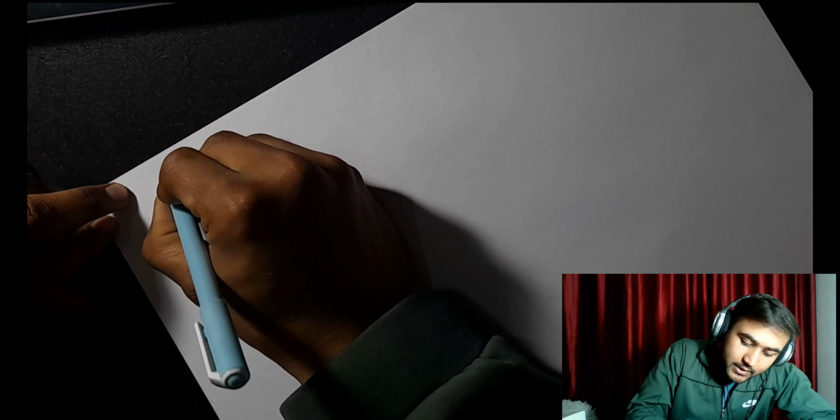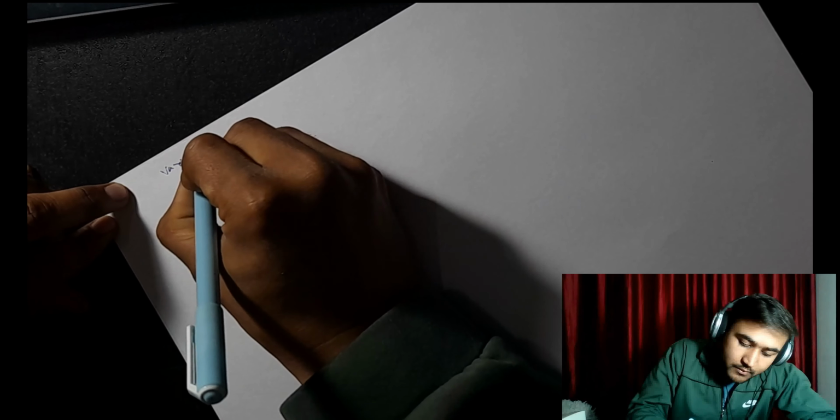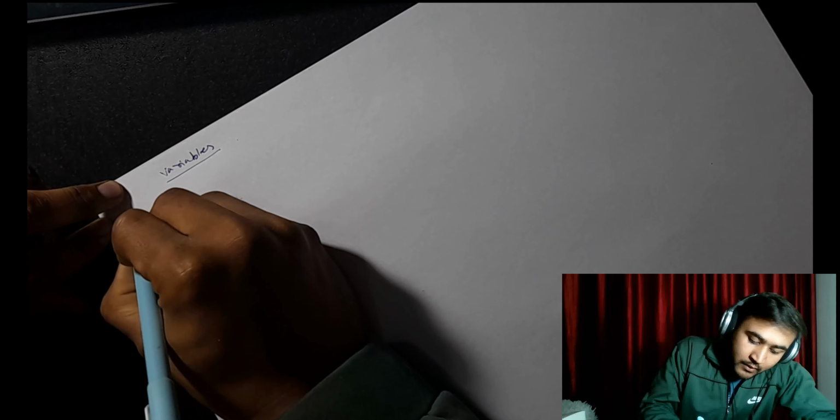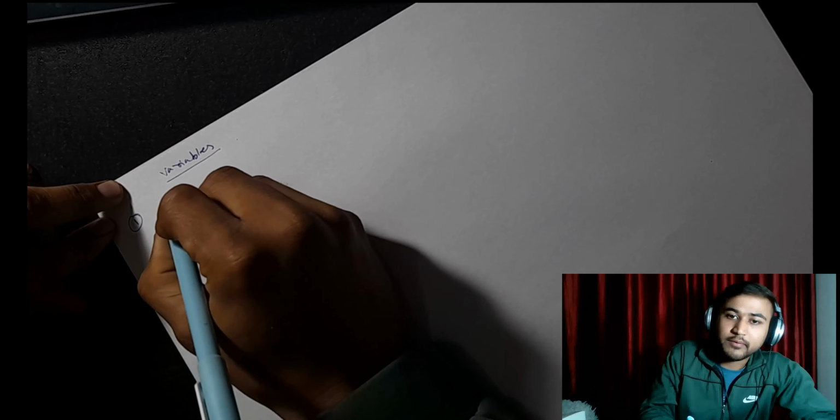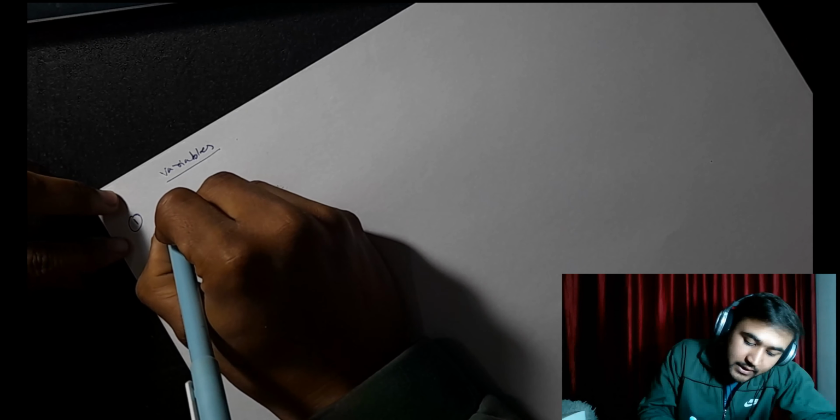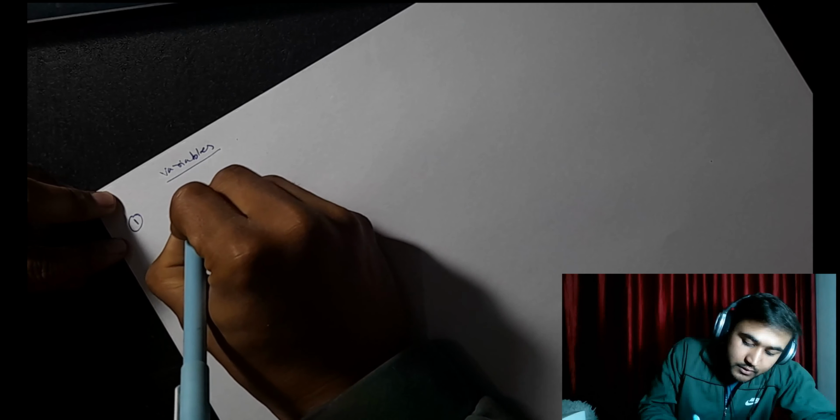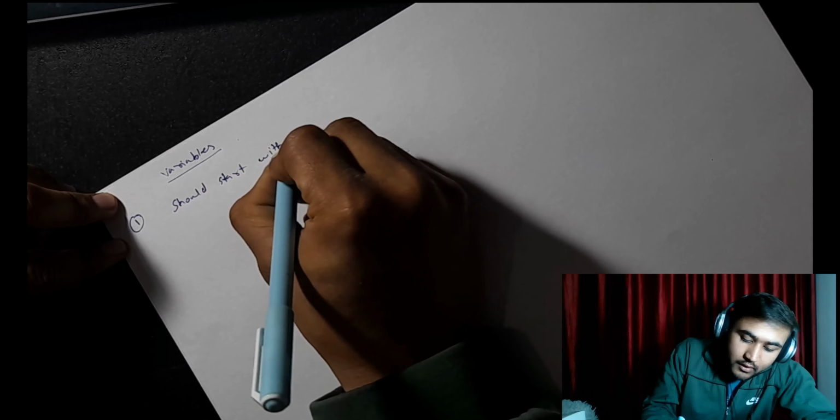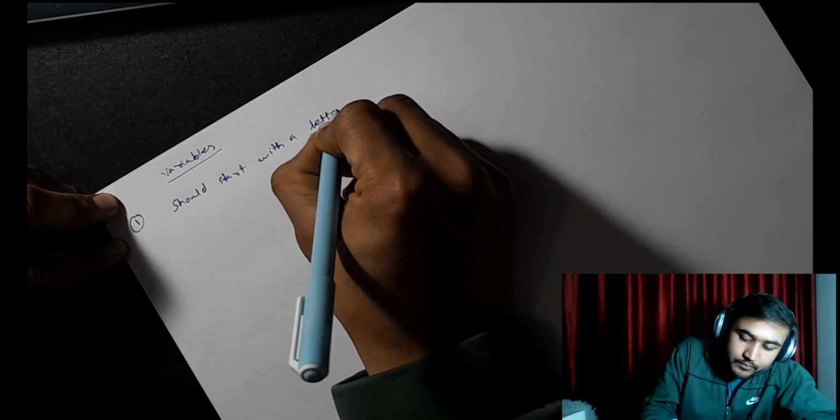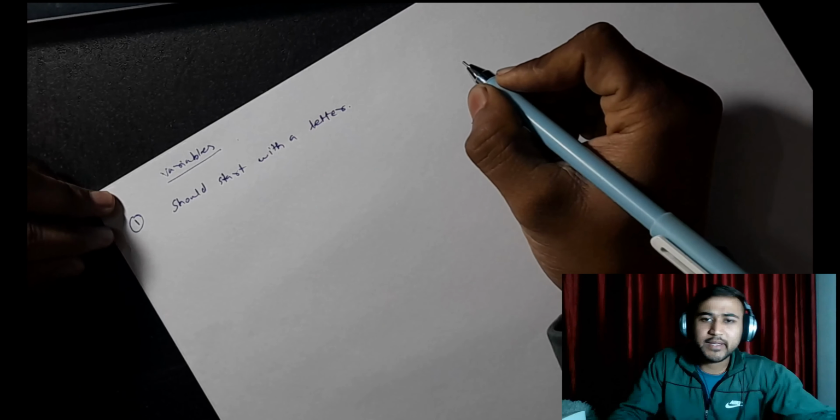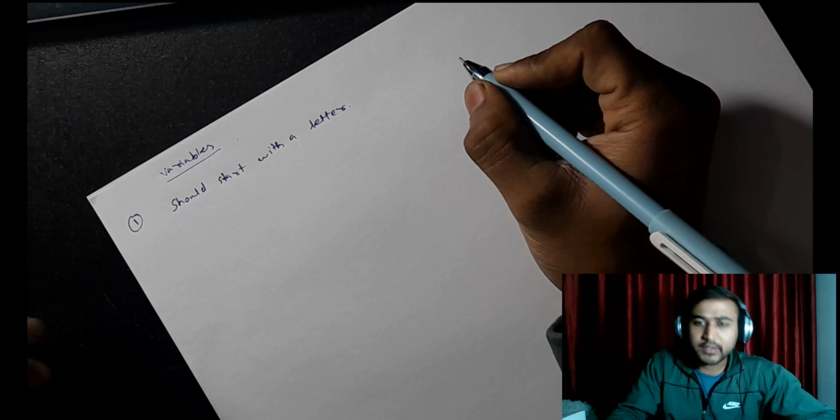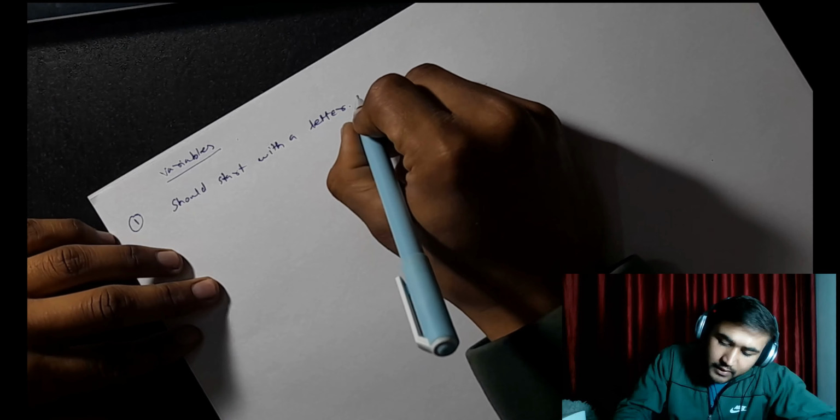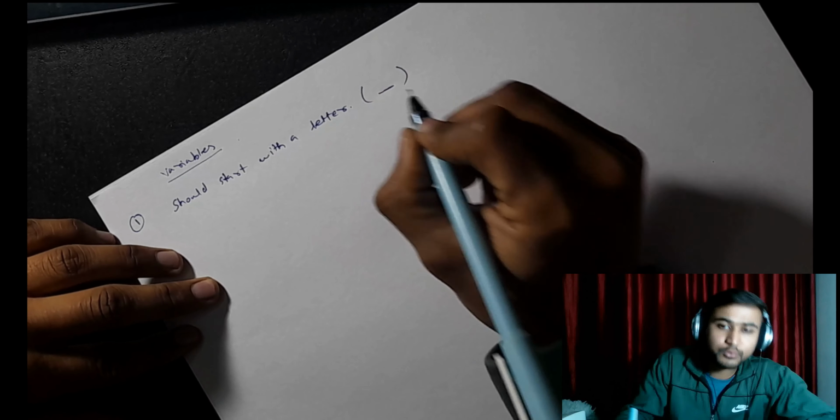For writing variables, the first rule is the variable name should start with a letter. In some IDEs, it allows us to start with the underscore too. So we can start with underscore too.